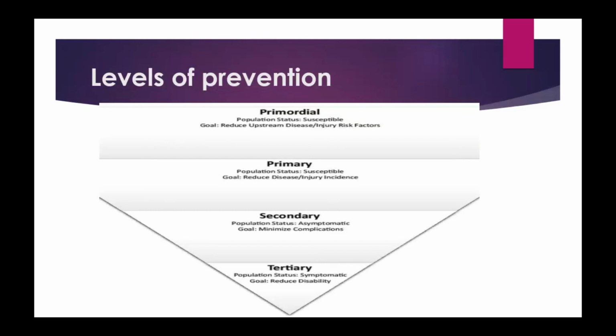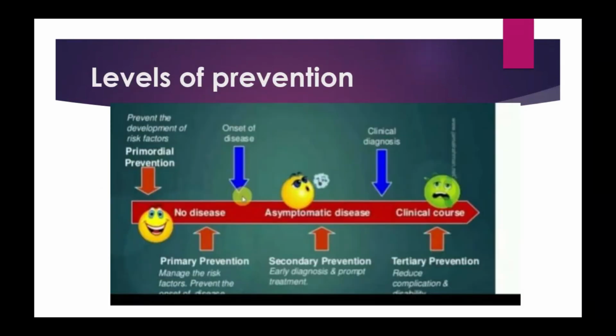So there are four levels of prevention: primordial prevention, primary prevention, secondary prevention and tertiary prevention. Tertiary prevention is the terminal stage or end stage care, where we can reduce the impairments or disabilities.